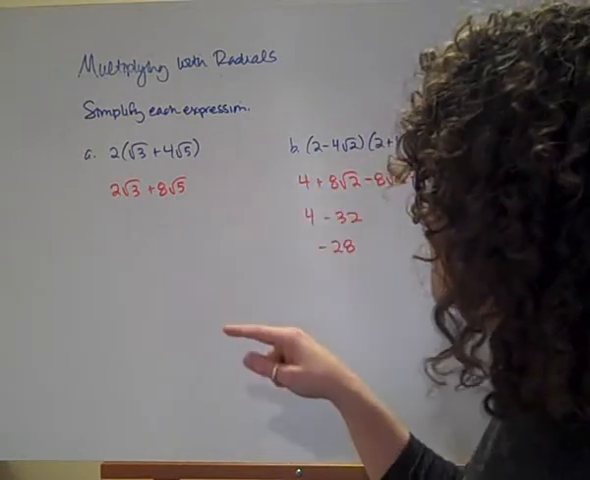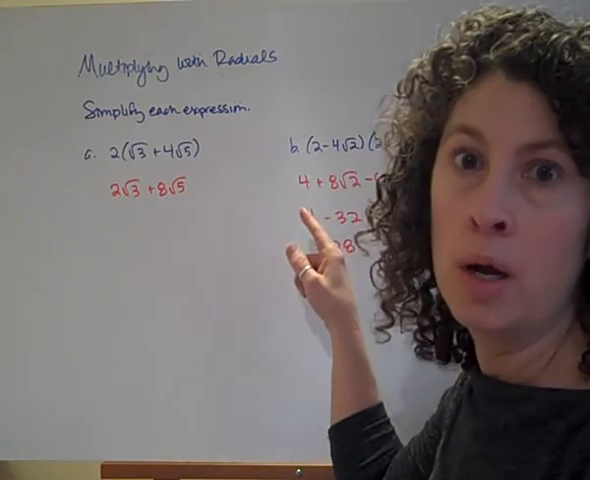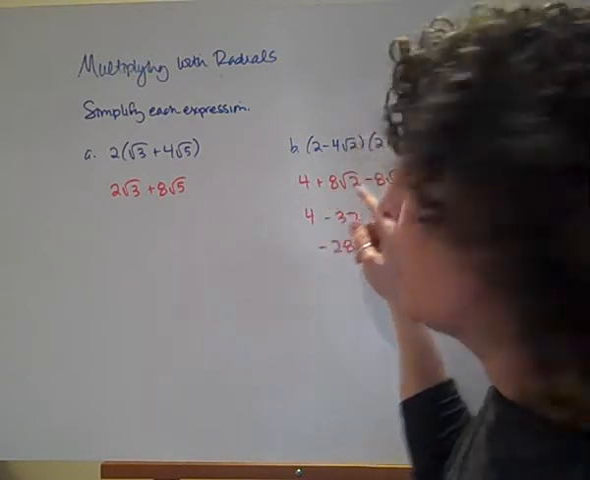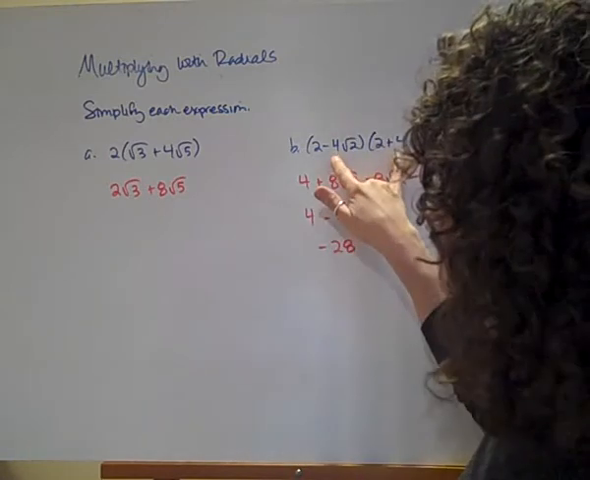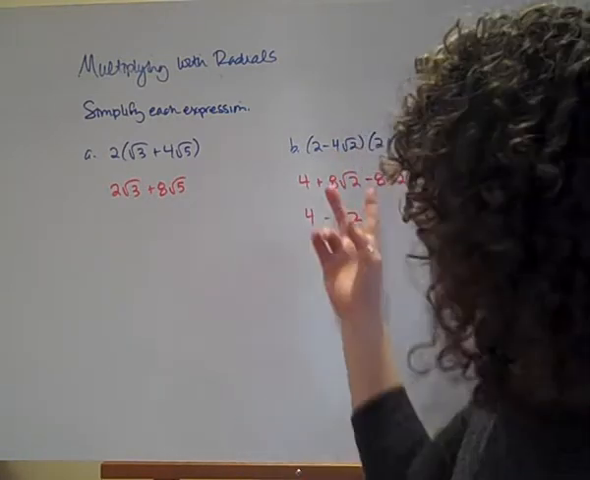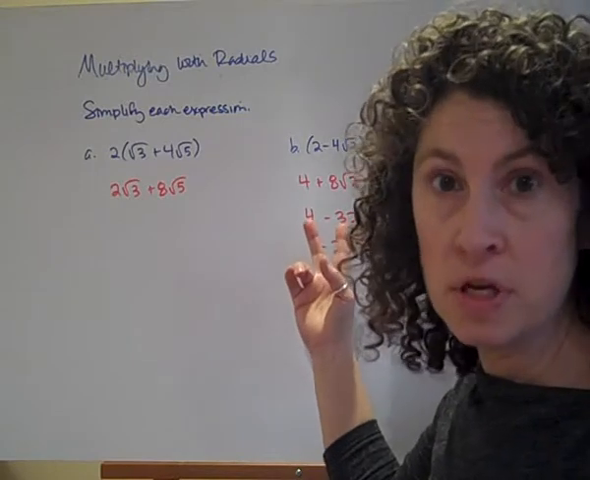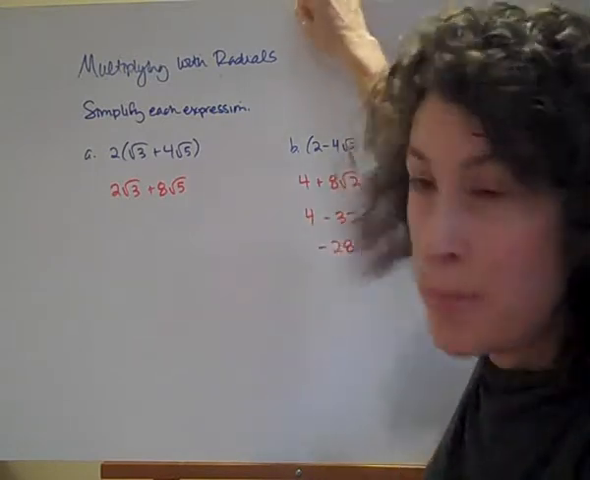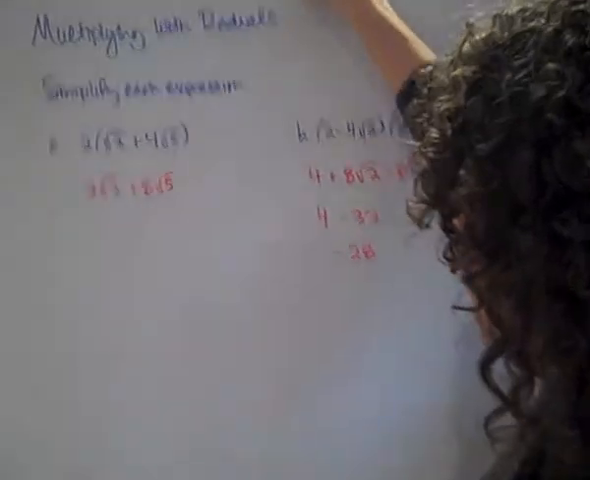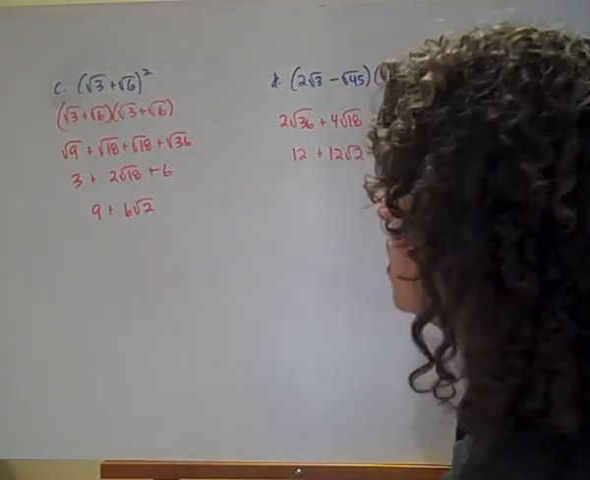And if you really look at this, this looks a lot like our product of a sum and a difference. I've got a sum and a difference. Remember, that ended up being kind of my difference of squares. So same pattern there that we've seen before. All right, let's try a couple more.